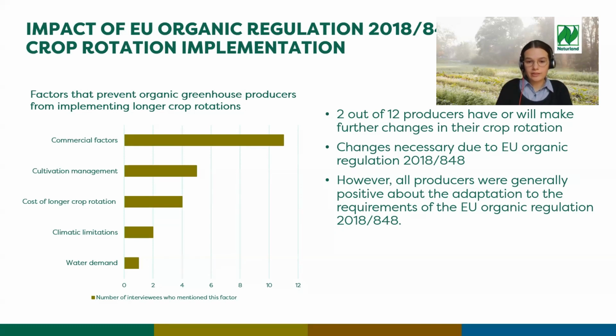And also the commercialization of these crops, such as legumes, is the biggest difficulty for organic farmers, according to the experts. And concluding that, it can be seen that these factors have a huge impact, since only 2 out of 12 producers already made or will make further changes in the crop rotation. And one of the farmers stated that these changes were necessary due to the new requirements. But in general, all producers were quite open and positive about the new requirements of the EU organic regulation.